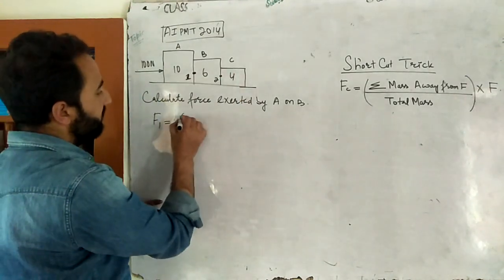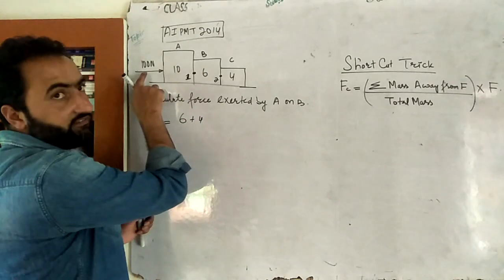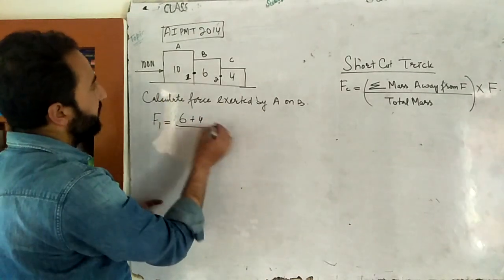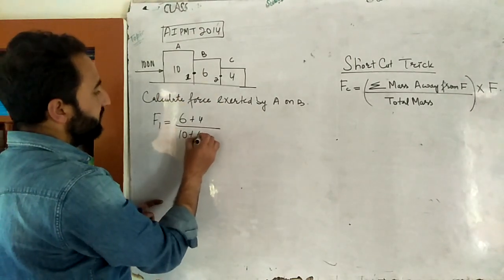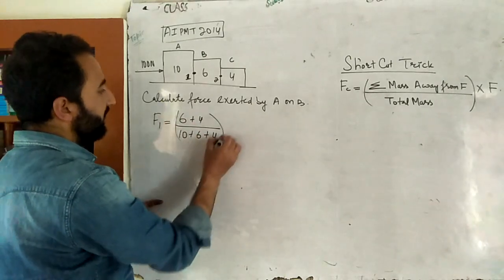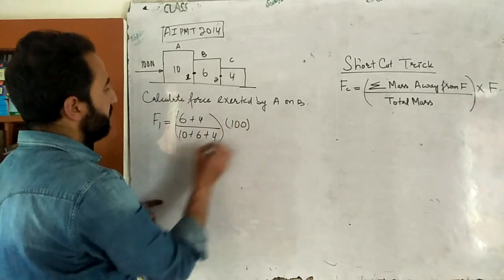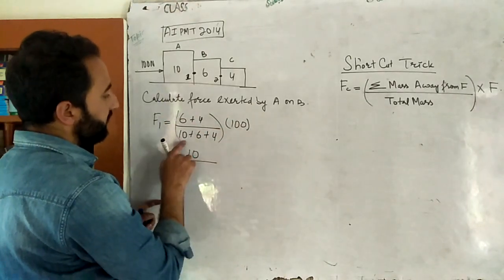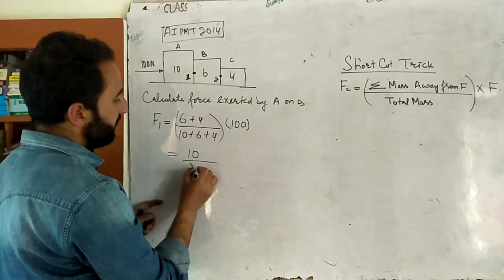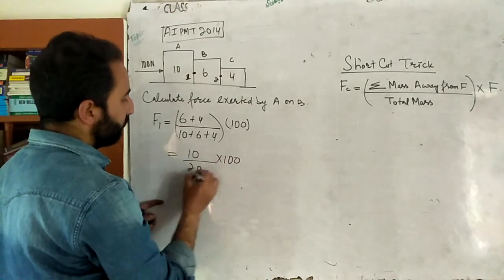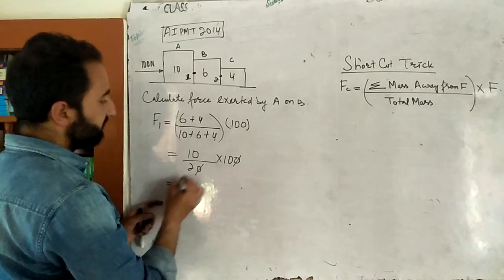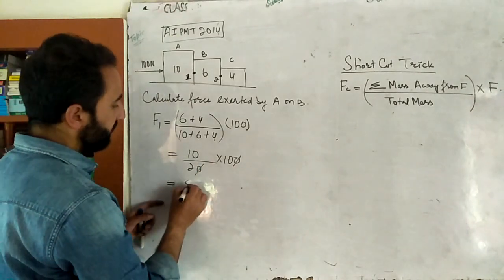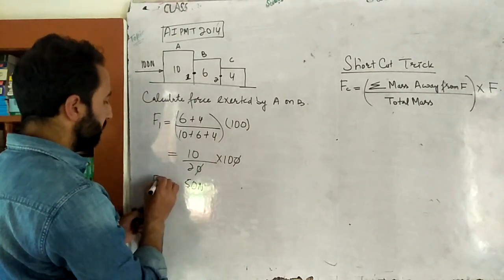So summation of mass away, 6 plus 4, divided by net mass, that is 10 plus 6 plus 4, multiplied by external force, that is 100. So 6 plus 4 is 10. 10 plus 6 is 16, plus 4 is 20, multiplied by 100. So this and this will cancel. 2 ones are 2, 5 twos are 10, 5 tens are 50. So the answer is 50 Newton, F1.